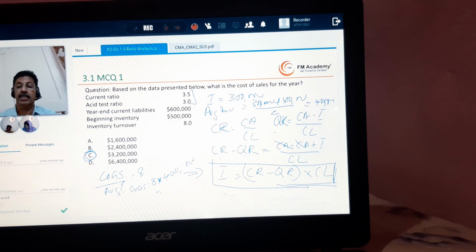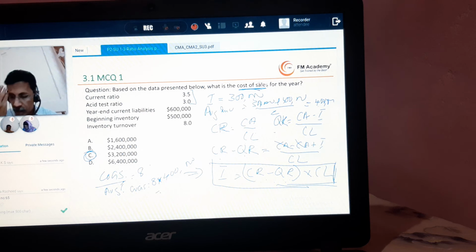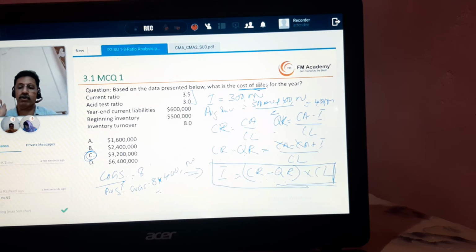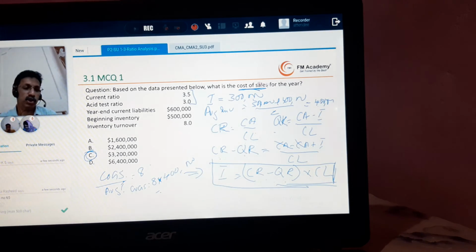You will get two things. One is cost of sales. Strictly speaking, cost of sales may have some other meaning, but for all ratio analysis problems, you can really assume that cost of sales is the same as cost of goods sold.